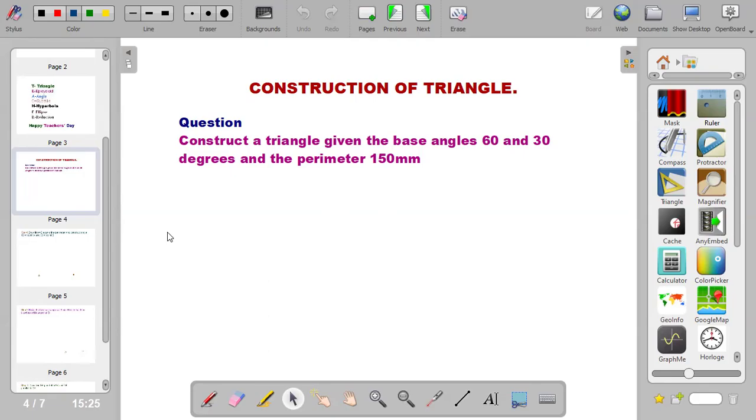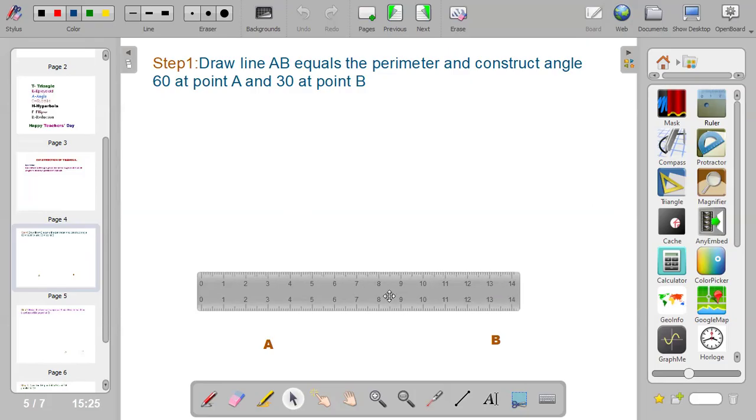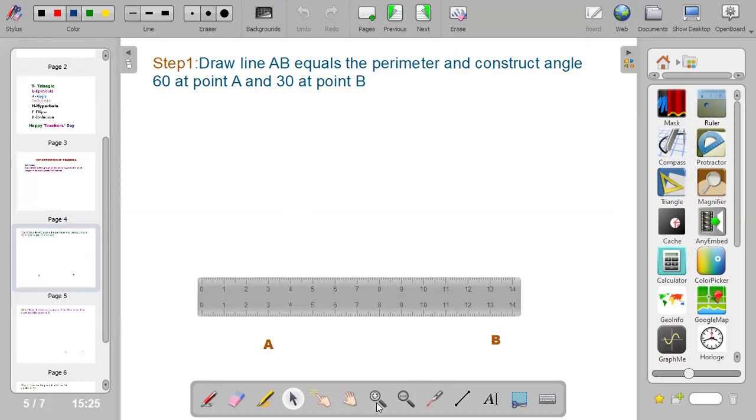So the question says, construct a triangle given the base angles 60 and 30 degrees and the perimeter 150 mm. So the first thing we are going to do is to draw line AB, which is equal to the perimeter given to us, and we'll construct 60 degrees at point A and 30 degrees at point B. So guys, bring out your drawing instruments and let's proceed into the construction.